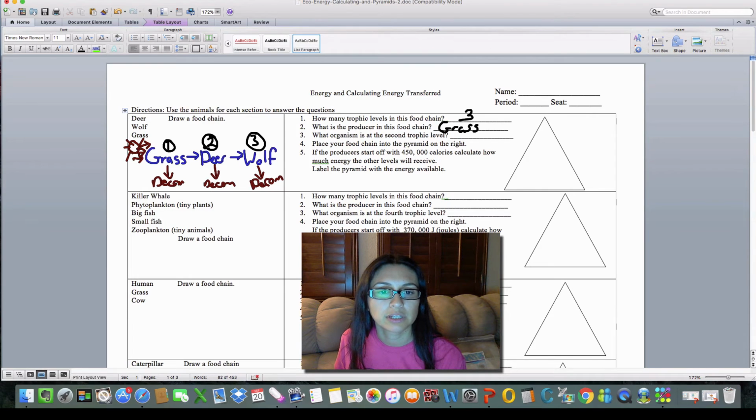Number three, what organism is at the second trophic level? So here's the first, here's the second. So the second trophic level is our deer.